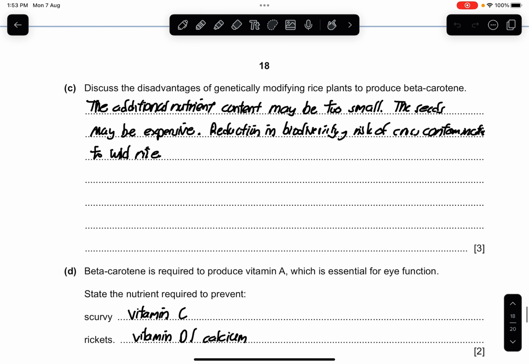Part C, discuss the disadvantages of genetically modifying rice plants to produce beta-carotene. This basically means the disadvantages of GMO crops. So the additional nutrient content may be too small when it's been genetically modified. The seeds to purchase will be expensive, and once you plant too many GMO crops, there will be no biodiversity, and there's a possible risk that the GMO crops can pollinate or cross-contaminate wild rice or just normal rice.